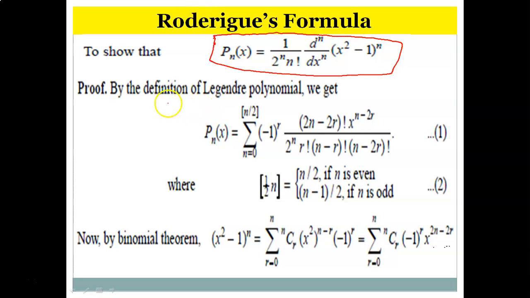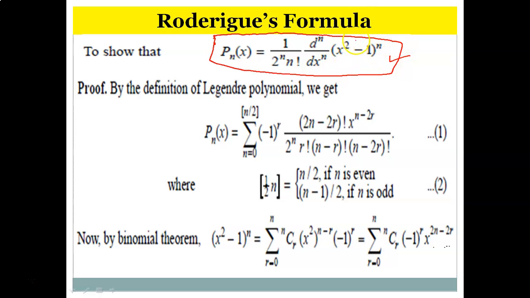From the definition of the Legendre polynomial, we know that P_n(x) is equal to a summation, r going from 0 to [n/2], where [n/2] means n by 2 if n is an even number, and n minus 1 by 2 if n is an odd number. Now you want to establish this formula here. So let us start with the right hand side of this formula.